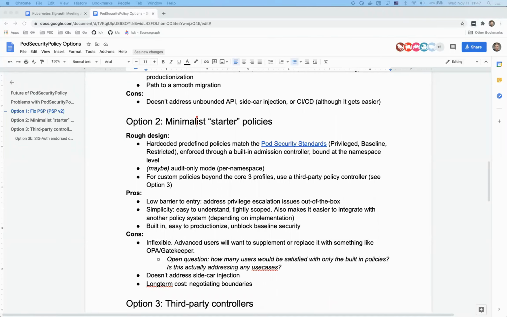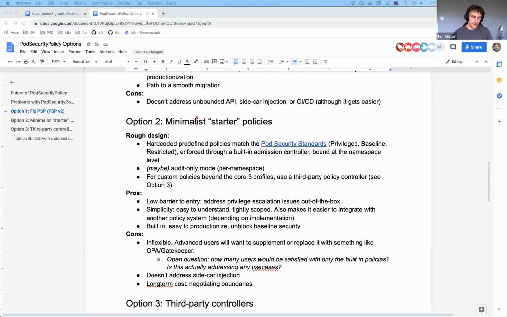There does seem to be agreement that no matter what gets chosen, PSP is not the future that we see. SIG Security has a security proposal. Yes, we do, and we would like to take it. That is what we are proposing.